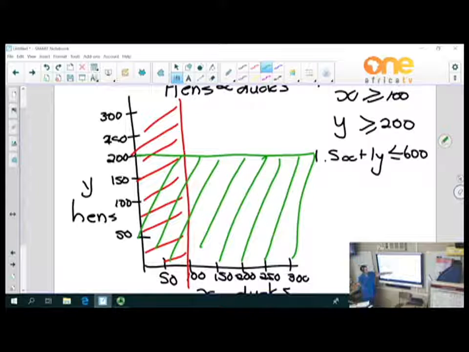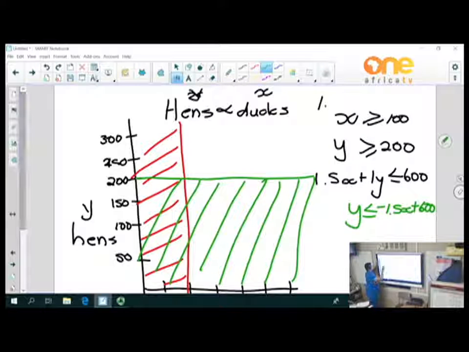Okay, but what must I do with this inequality first? Y is equal to mx plus c. I'll have to go to standard form. I need to change this to standard form. So this is y is less than or equal to negative 1.5x plus 600. So that means we'll have to go up to 600 there. Mine is now very short actually. Remember, mine is not to scale here.